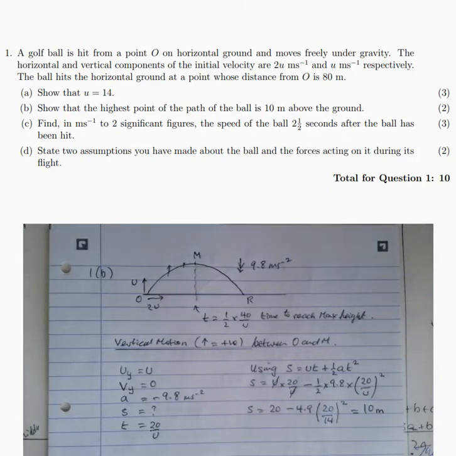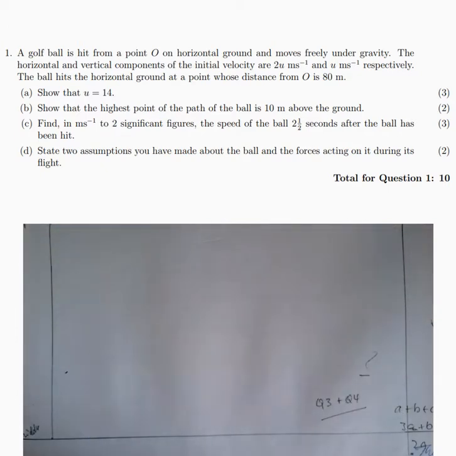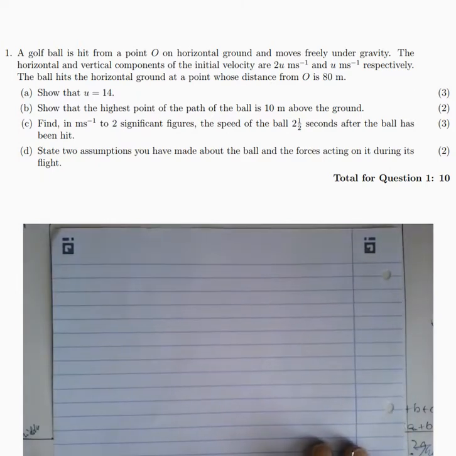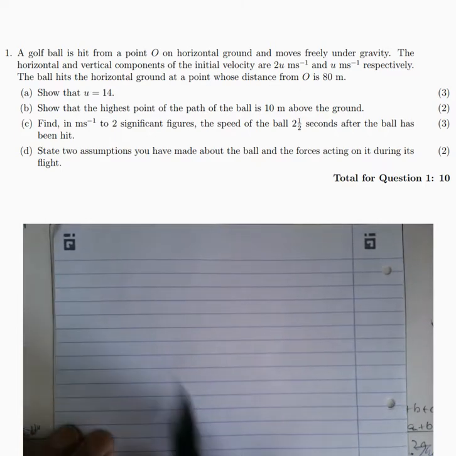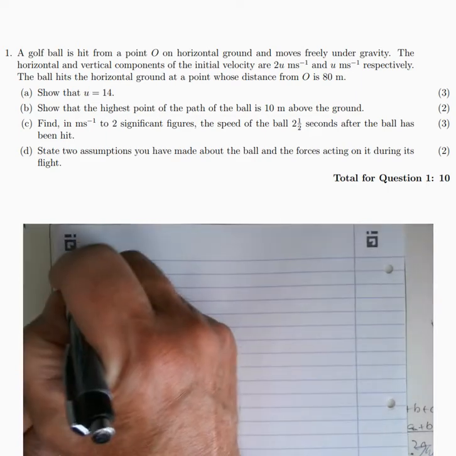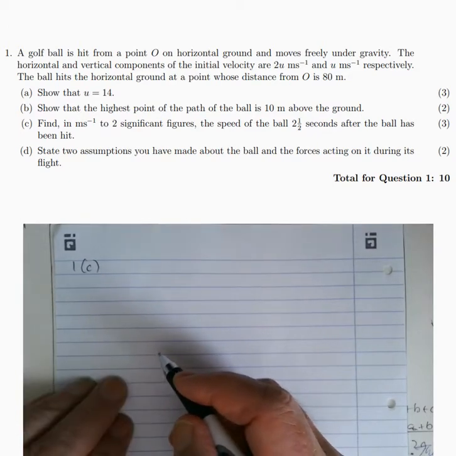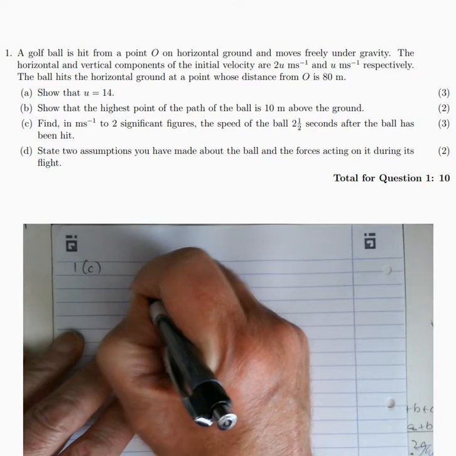Right, part C says find in meters per second to two significant figures the speed of the ball 2.5 seconds after the ball has been hit. I'm using a scrappy bit of paper, I know, I should have got some more paper anyway. I'm doing part C over here, so this time 2.5 seconds after the ball has been hit. Now it's interesting to ask yourself, whereabouts would that be on the trajectory?